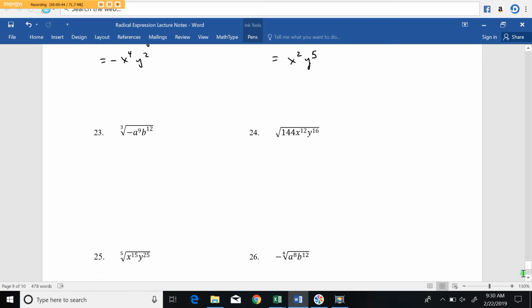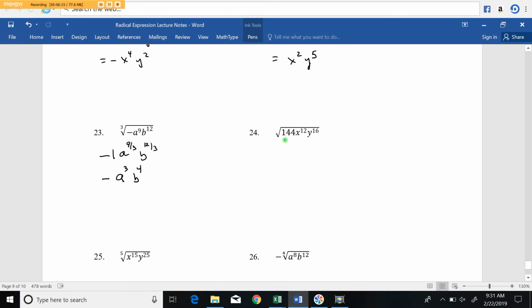All right, this minus sign. Now this one is under the radical, and I suggest what we do here is we just bring it out. The cube root of -1 is -1, so this can come out in front. And then this is going to be a to the 9/3, b to the 12/3. So we'll have minus a to the 3rd, b to the 4th, and that's done.